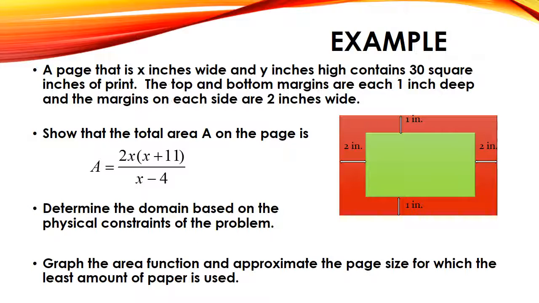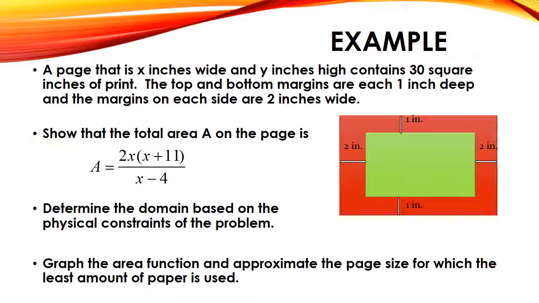All right, let's try a word problem. It says a page that is x inches wide and y inches high contains 30 square inches of print. The top and bottom margins are 1 inch each deep, and the margins on each side are 2 inches wide. We want to show that the total area on the page is A equals 2x times x plus 11 over x minus 4. We want to determine the domain based on the physical constraints of the problem. And we want to graph the area function and approximate the page size for which the least amount of paper is used. All right, that's a lot to do there.